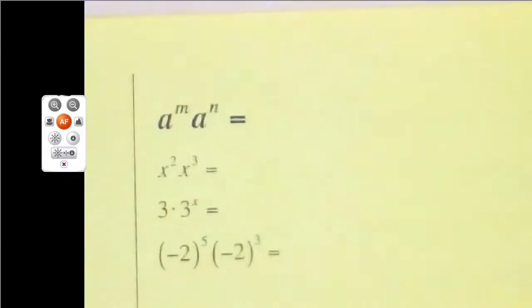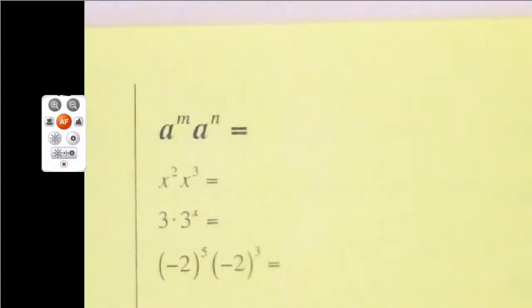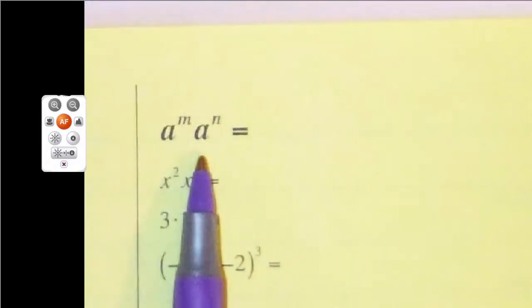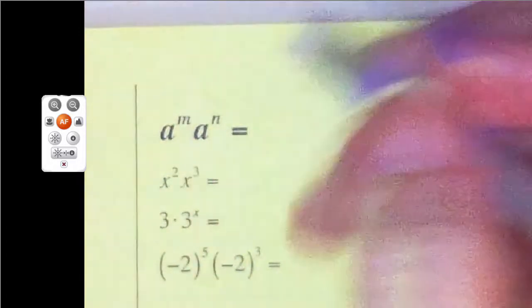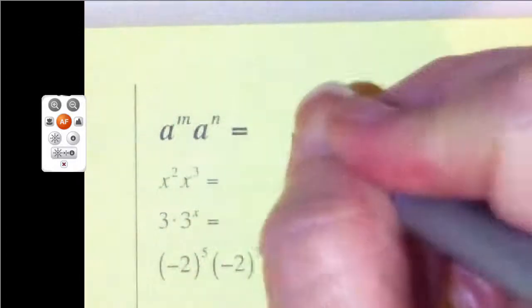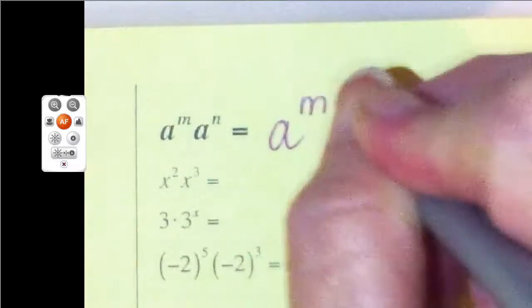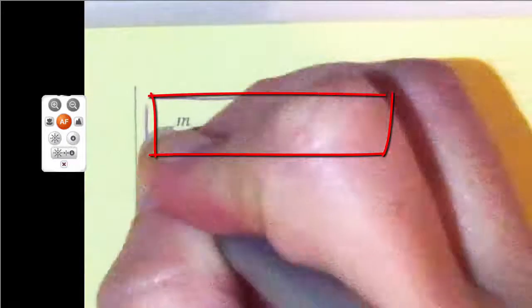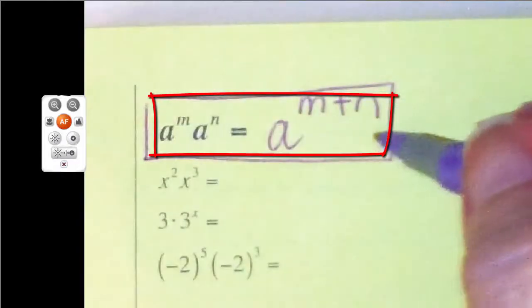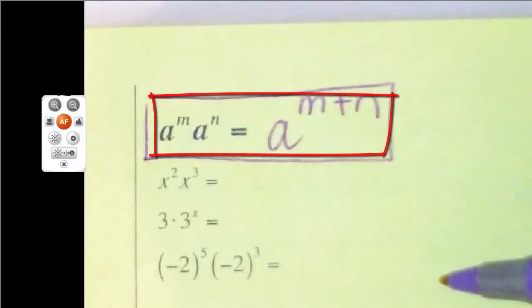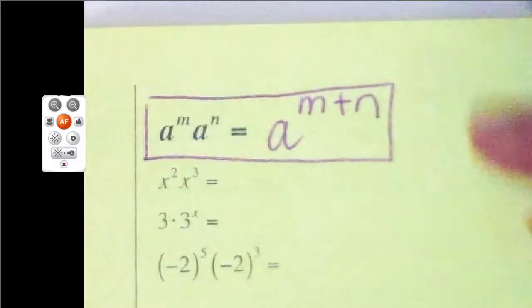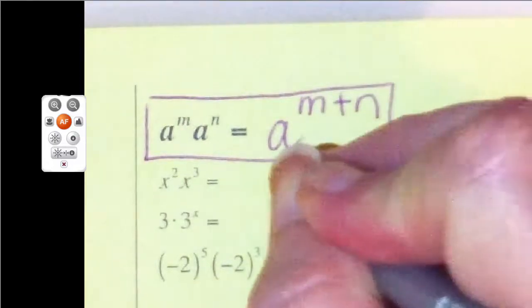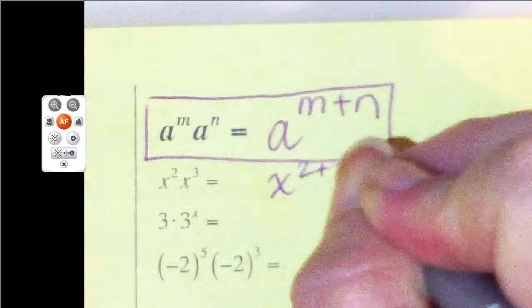Our next rule reminds us what to do when we are multiplying with like bases. When we're multiplying with like bases, we add our exponents. So a to the m times a to the n is a to the m plus n. That's our next rule. So to practice, I have x squared times x cubed. That'll be x to the 2 plus 3, or x to the 5th.